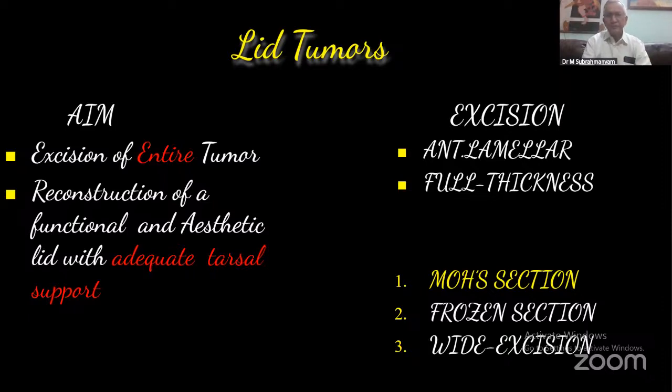So what is adequate tarsal support? A tarsus 4 millimeters in height and half the length of the eyelid is adequate to support the lid. As you are aware, the support to the human body is given by the skeletal system, the bones. Similarly, the support to the eyelids is given by the tarsus. So you have to leave adequate tarsus to support the lid for adequate function.